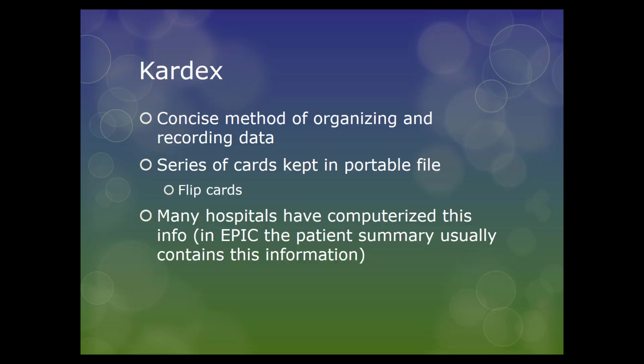Before Epic came along, this is what Mercy used as their documentation. So a lot of what they came up with in Epic was sort of based off of this. It's just when you're documenting in Epic, you'll notice there's a lot of places for you to choose within normal limits. That's the equivalent of putting a check mark in one of these boxes.